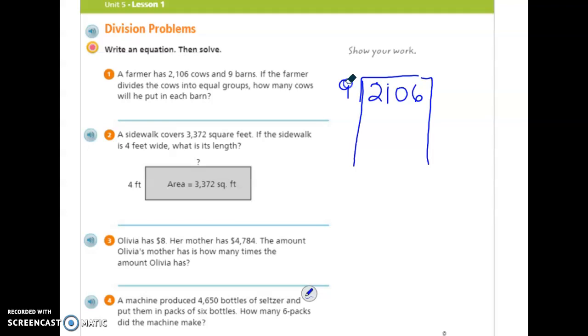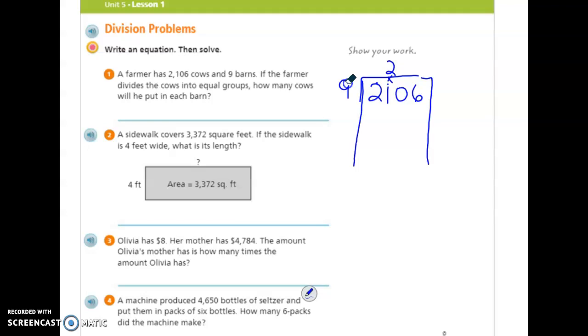So look at your multiplication chart. Go across those 9s. Which number in that chart comes closest to 21 but isn't bigger than 21? I'm hoping you see the 18. And 9 times 2 is 18. I'm going to put my 2 above that 1 because it went into 21, not into 2. So I put my 2 right here. And when you're dividing, it's really important where you put those numbers up on the top.